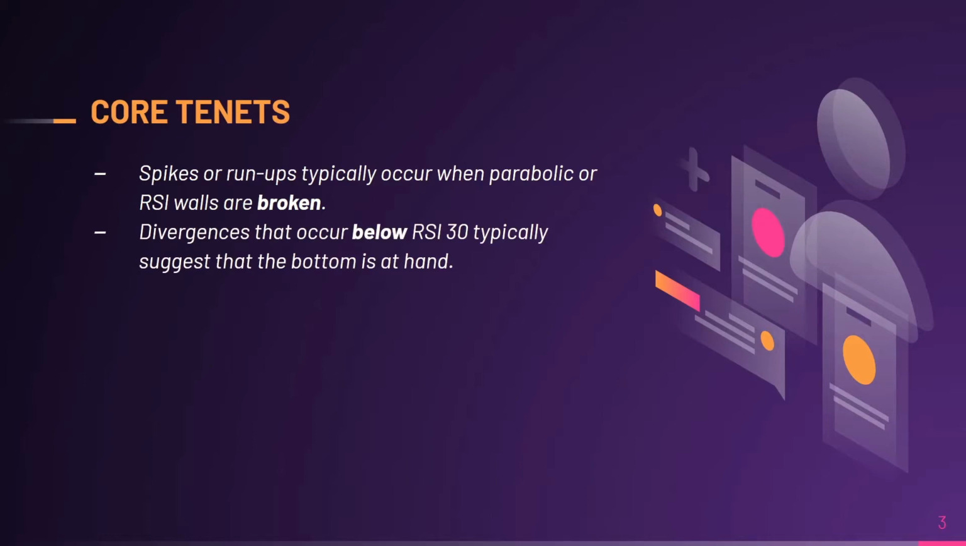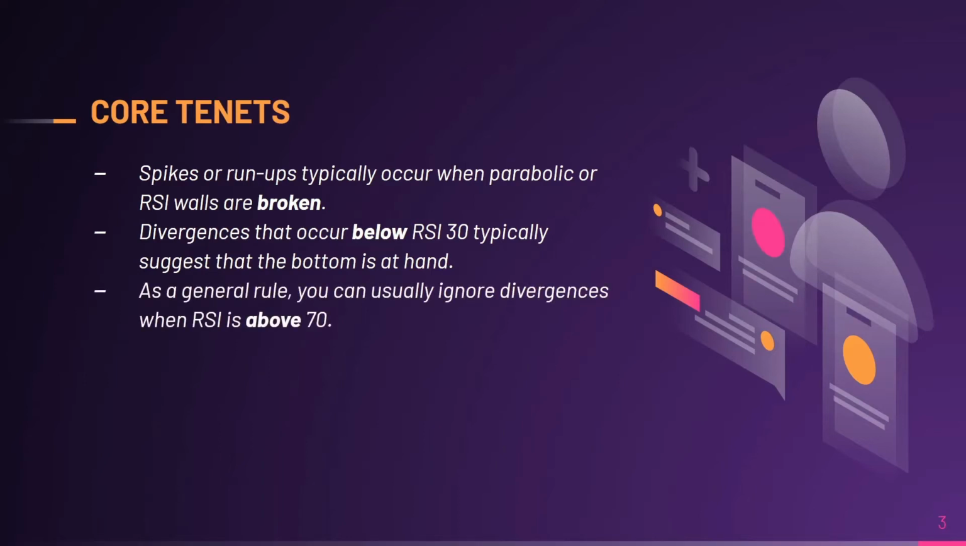Divergences that occur below RSI 30 typically suggest that the bottom is at hand. Now, same sa sinabi ko kanina, ang mga parabolic, RSI walls, divergences, pag-uusapan po natin to in other videos, no? We're trying to make sure na very solid yung foundation na binibuild namin sa bawat video. So we want each lesson to be very detailed para kapag pinapanood nyo, talagang tatatak at tatatak sa inyo yung mga gustong ituro ni Boss Spyfrat. As a general rule, you can usually ignore divergences when RSI is above 70.